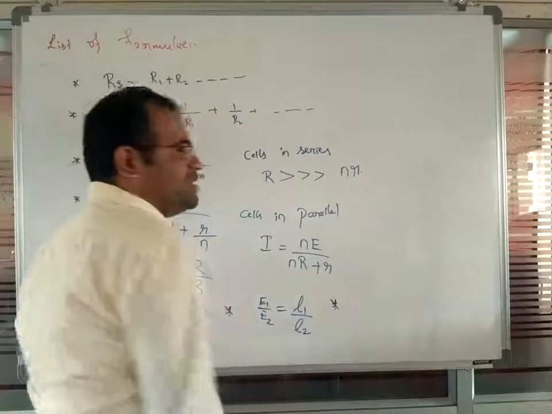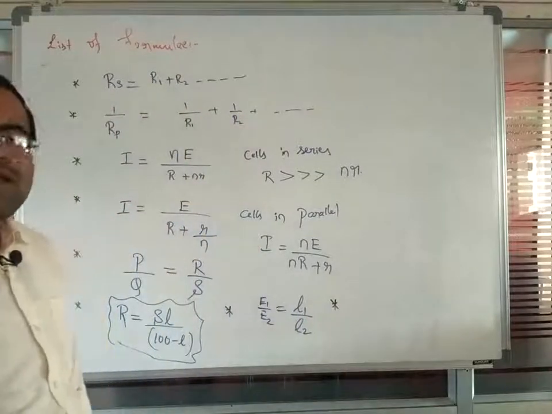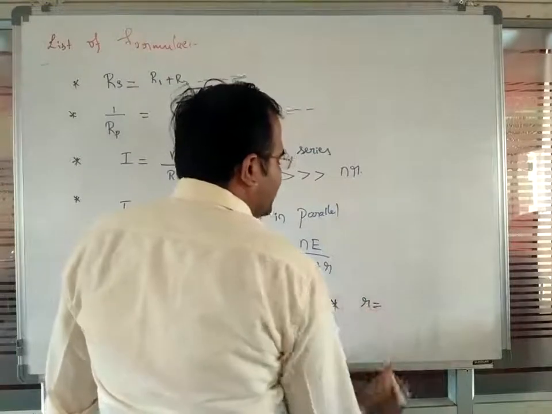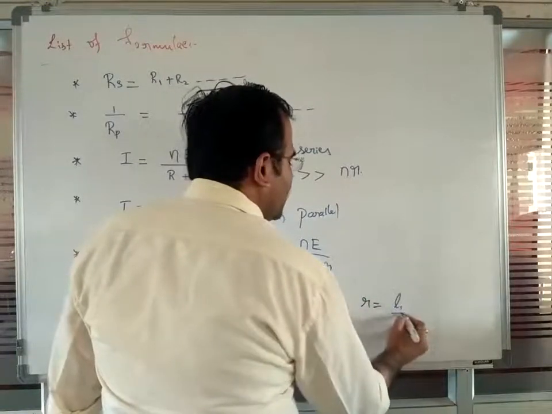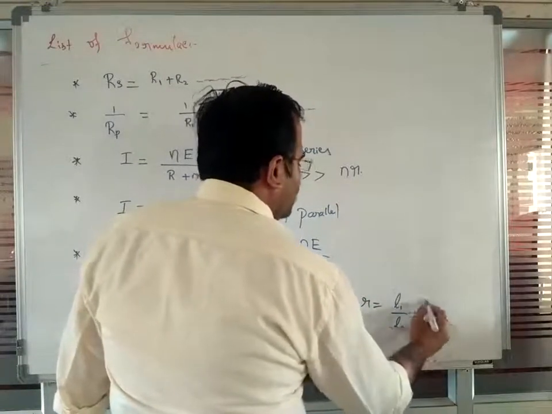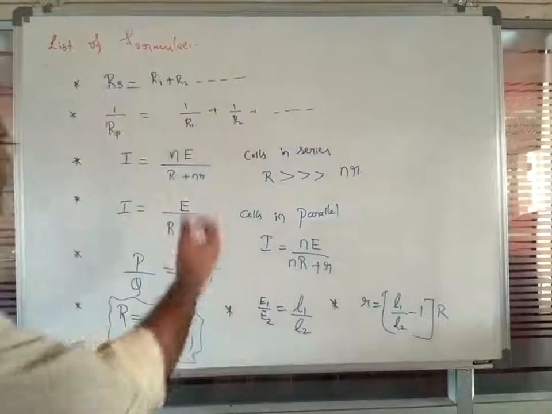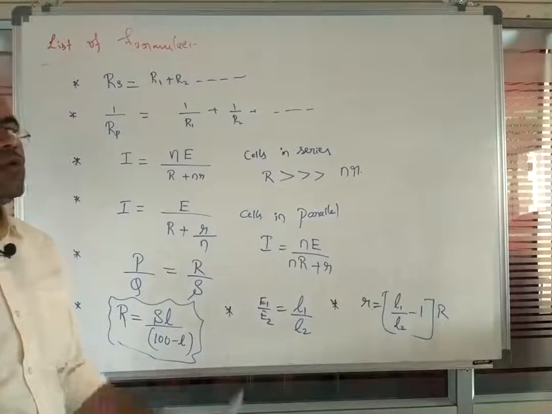After getting this one, what about the internal resistance of a cell? The internal resistance of a cell is given by r is equal to L1 divided by L2 minus 1, multiplied by capital R. So these are some important formulas that you are going to observe.